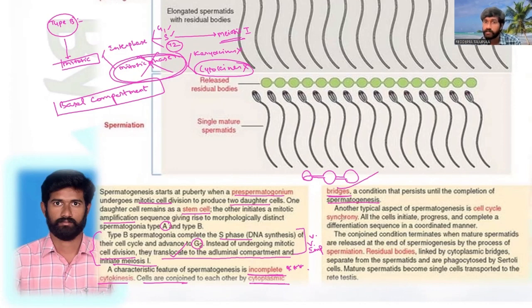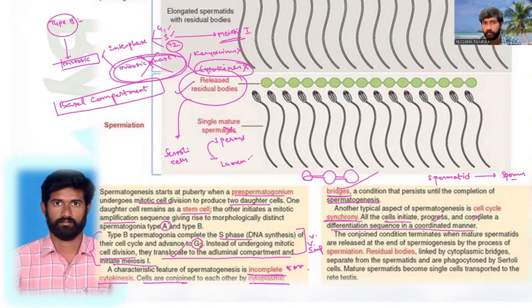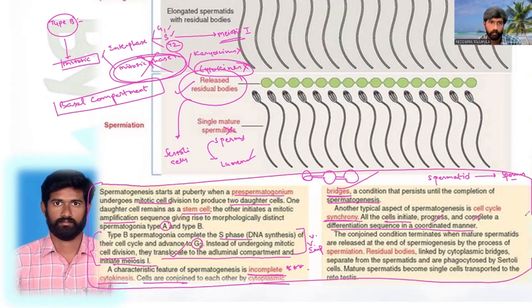Another typical aspect of spermatogenesis is cell cycle synchrony. All the cells initiate at a time and complete their cycle at a time. See, all the cells initiate, progress, and complete a differentiation sequence in a coordinated manner. The conjoined condition terminates when mature sperms are released. Nothing but after completion of conversion of spermatids into sperms, they will be separated into residual bodies and the mature sperms, not spermatids, matured sperms. Okay, keep it in mind. These residual bodies will be engulfed by the Sertoli cells, and the sperms are released into the lumen. This is the mechanism that happens in spermatogenesis.